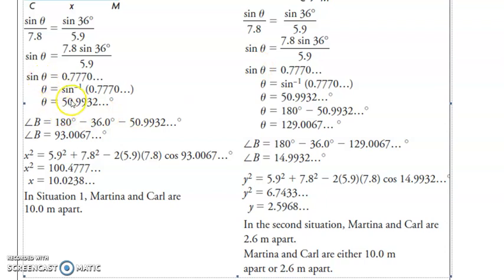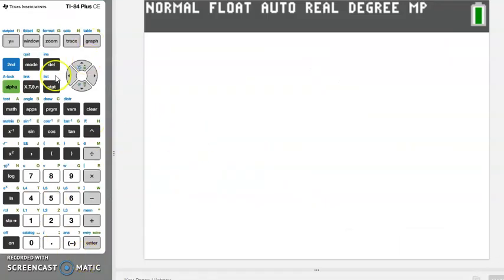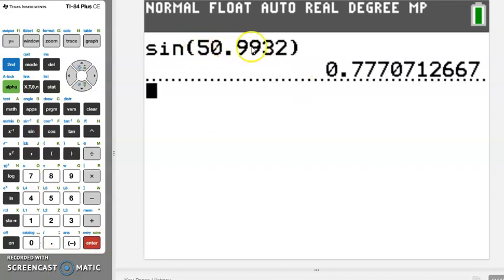And again, it goes back to, if you take the sine of 50.9223 and you take the sine of 129.0067, both of these will give you back the same number, 0.7770. I'm going to show you that on the calculator. I've made sure my calculator is in degrees, and I'm going to take the sine of 50.9932. Again, this is a rounded angle, so it's not going to be exact, but you're going to see that it's very, very close.